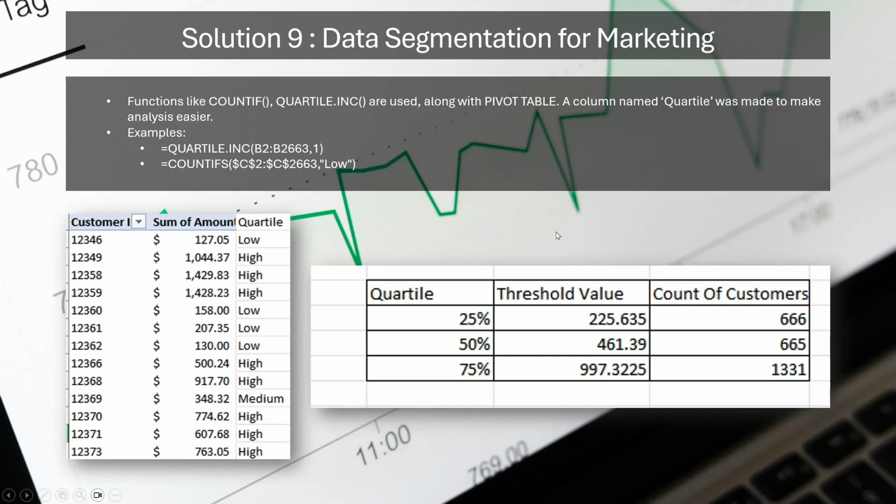By using this analysis, we found that the most customers fall in the third quartile, with spending between $665 and $1331. This range of customers is of a premium tier.